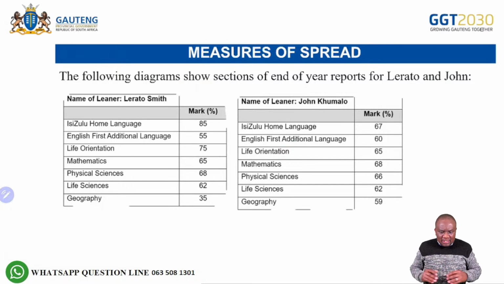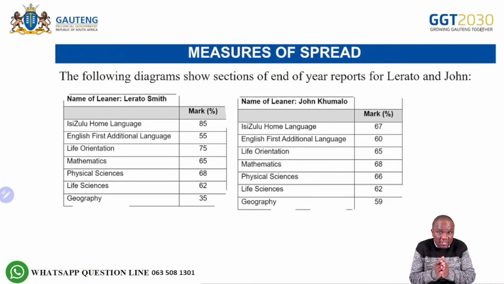Okay, right. The following diagrams show sections of end-of-year reports for Lerato and John. Right, we have the marks for Lerato, we have the marks for John. Right, we can use the measures of central tendency to see who performed better.